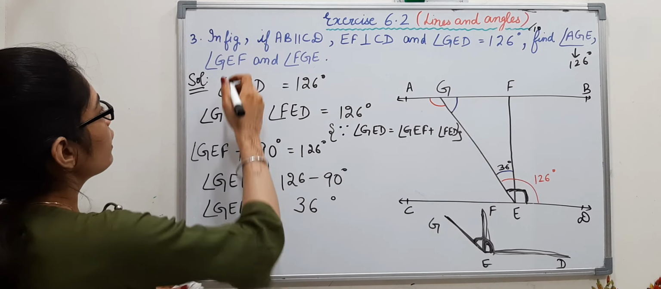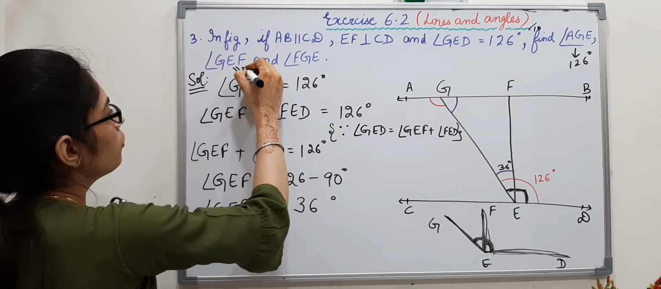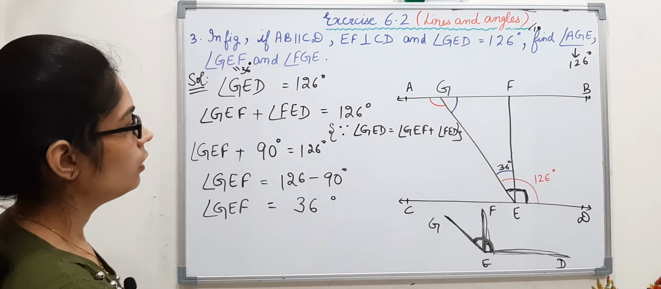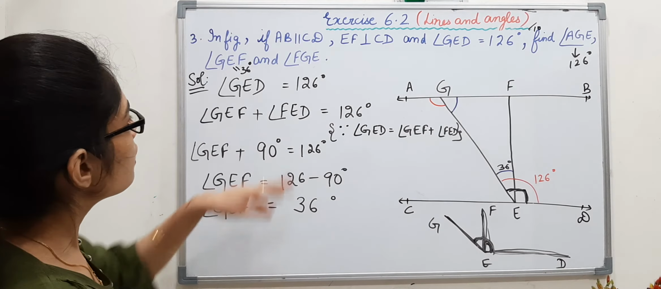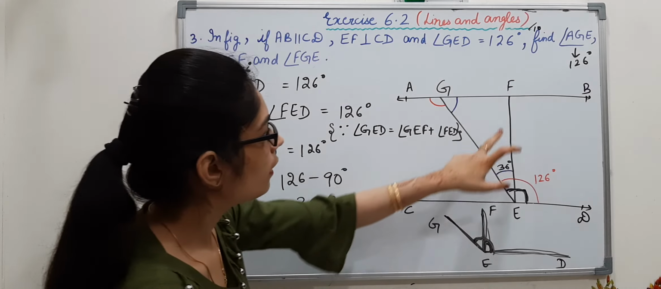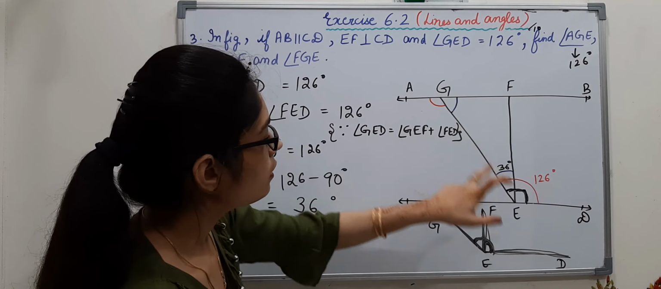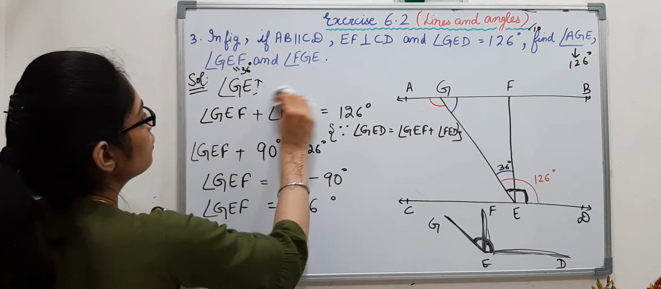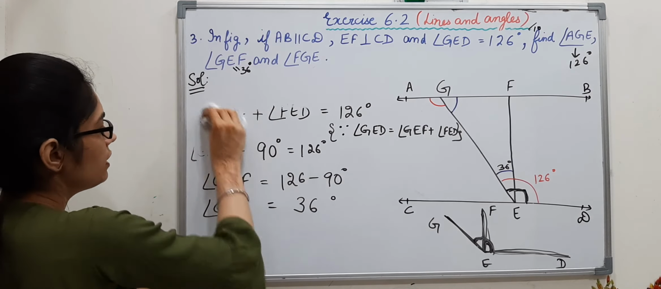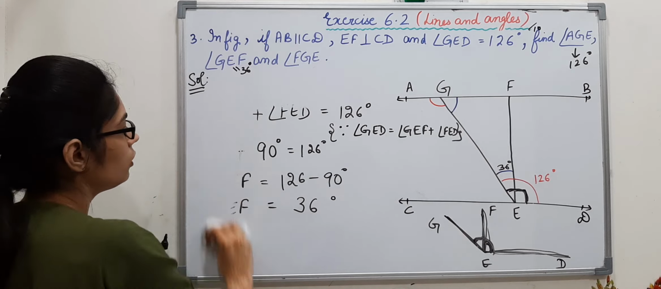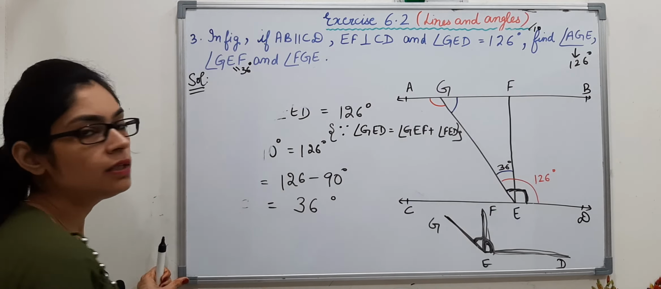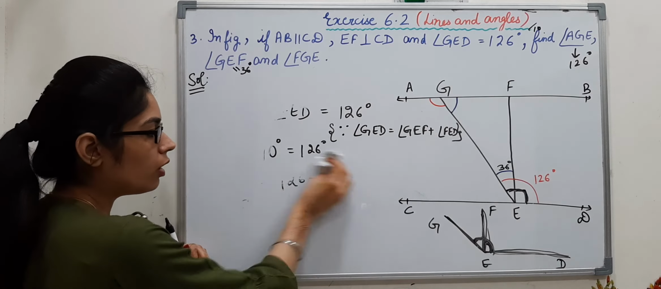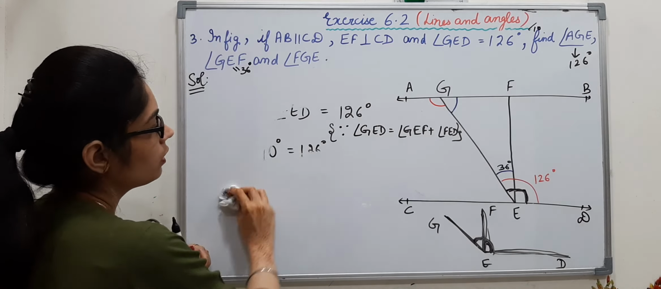Now we need to find the value of the last angle, FGE, this one which I have marked with blue color. All the concepts which we have used in the previous exercise, along with the concept which we have learned while doing this exercise, we can apply here.